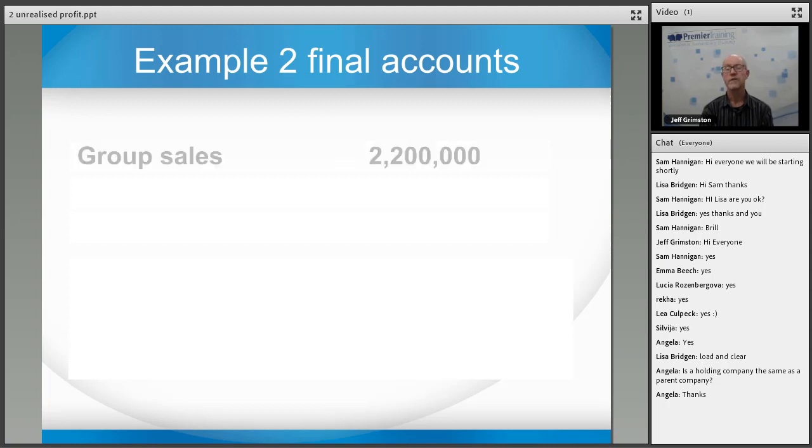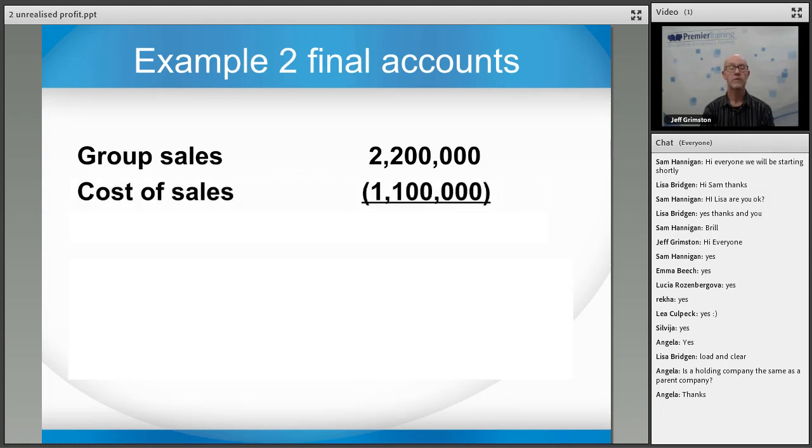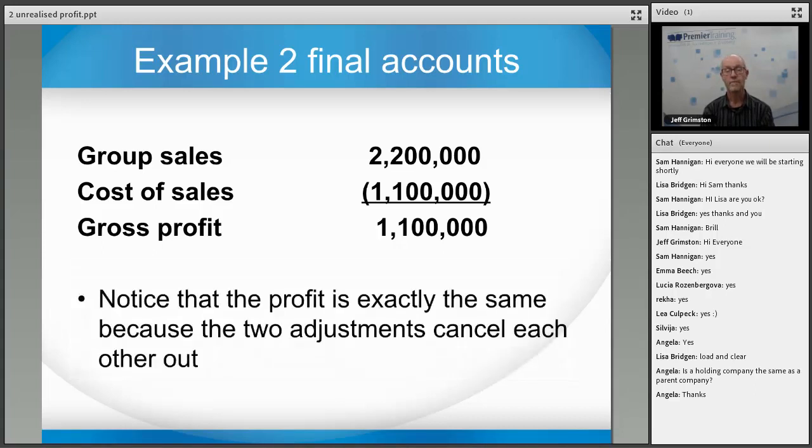Now here's an interesting point. Notice that our group sales now 2.2, cost of sales 1.1, our gross profit is still £1.1 million. It's the same profit because the two have simply cancelled out. Is everybody happy so far that this is all making sense?